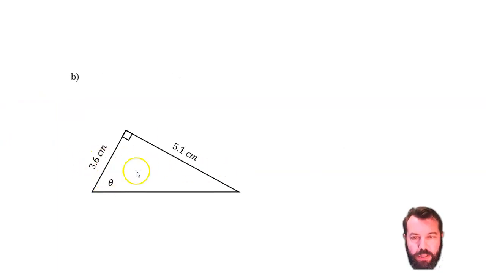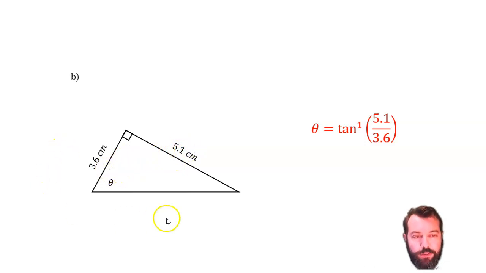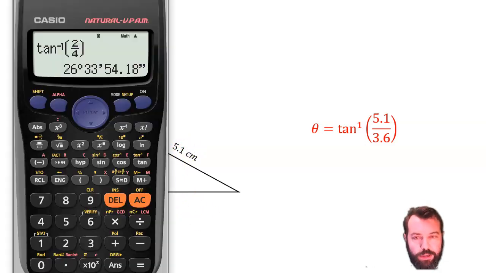Here's another one. Again, a right angle triangle. It's important. Here's my angle that I'm trying to find. The side that connects the angle to the right angle is adjacent here. It's 3.6. The side that's not at all connected to the angle is the opposite side, and in this case is 5.1. So to find that angle, we want the inverse tan of opposite over adjacent. 5.1 over 3.6. Calculator again.